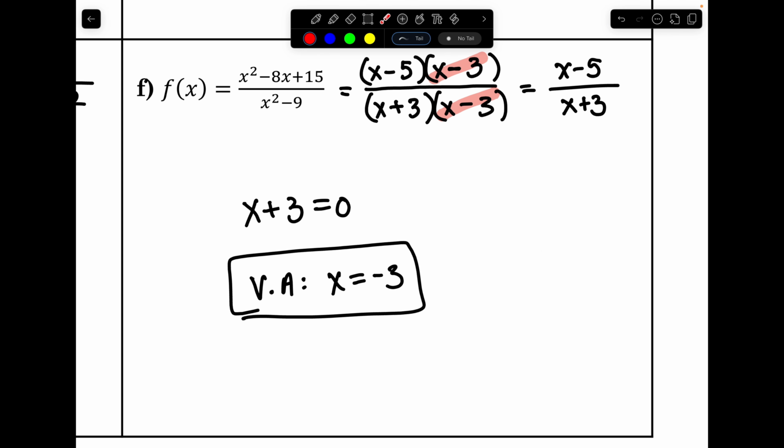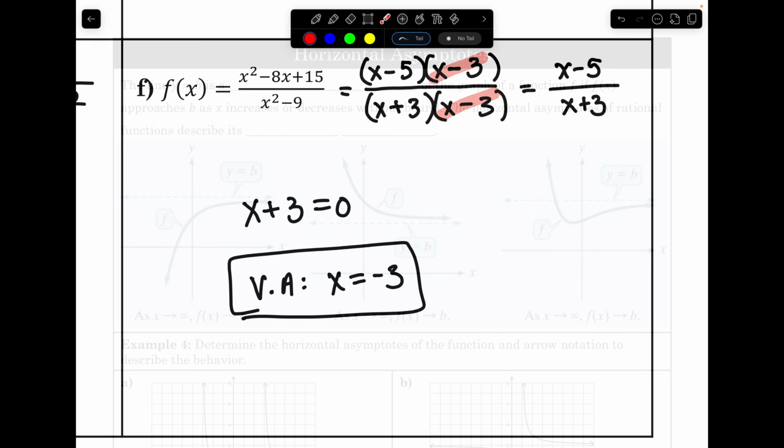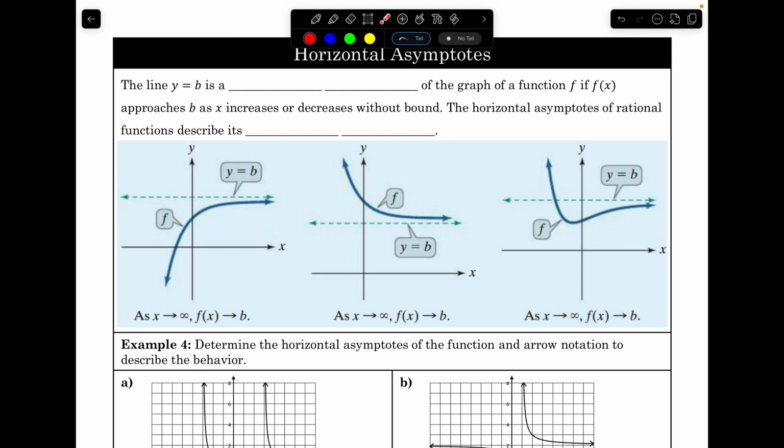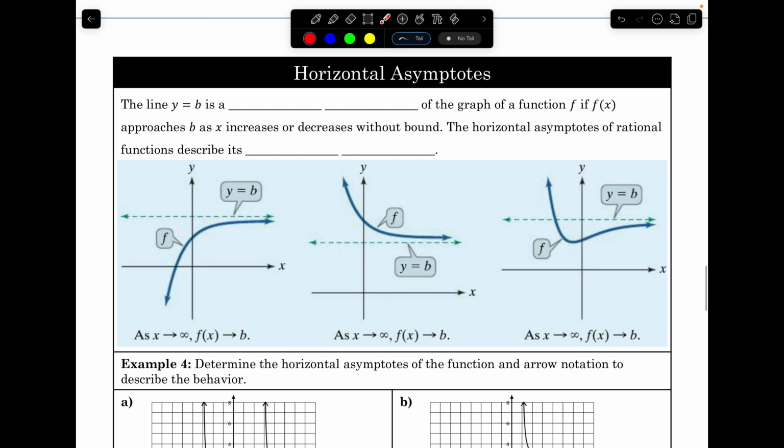So again, when you're going to look at the graph, make sure you understand the behavior of the graph as it's approaching these vertical asymptotes. And now finally, let's discuss the last thing in today's lesson, which is horizontal asymptotes.